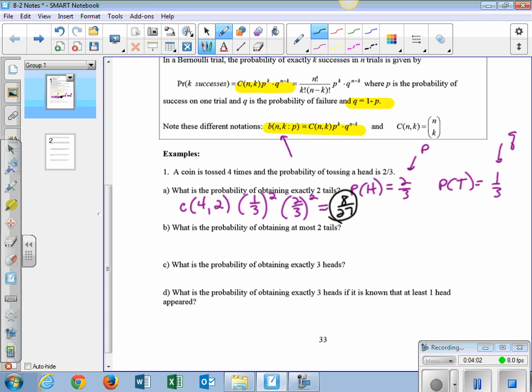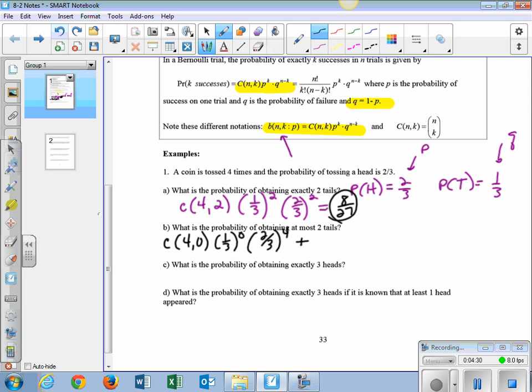That means I could have 0, 1, or 2 tails. So let's do 0 first. Combination of 4 choose 0. The probability of tails is 1/3, and that's to the 0 power, which means 2/3 would have to be to the 4th power, because I'm flipping it 4 times.